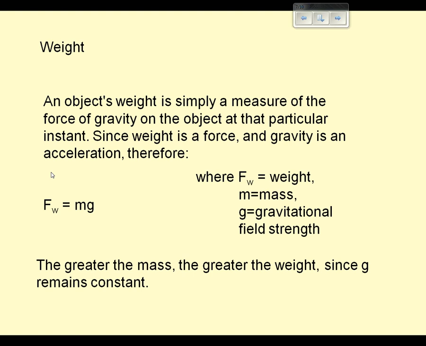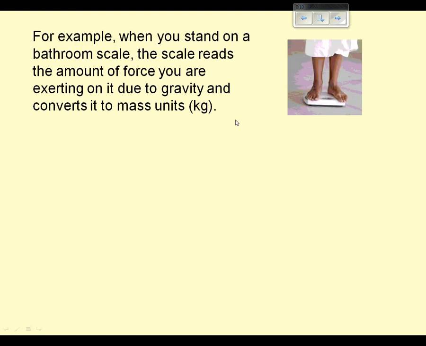Are we that special? For example, when you stand on a bathroom scale, the scale reads the amount of force that you are exerting on it due to gravity and converts it to a mass unit. It's just calibrated in kilograms or pounds, right? It can be calibrated in newtons. It can be calibrated in any other unit you want. If you want to make up your own unit, go ahead. It's just a little tiny mark on a dial. That's all it is, right?